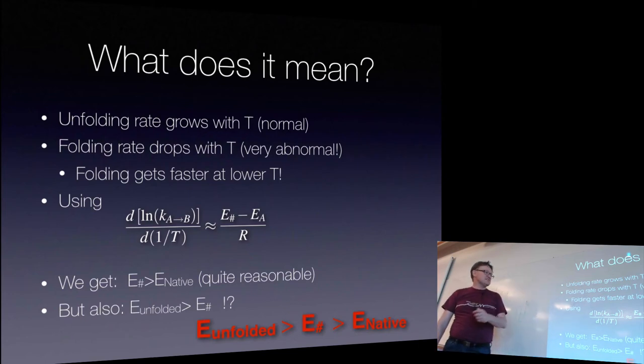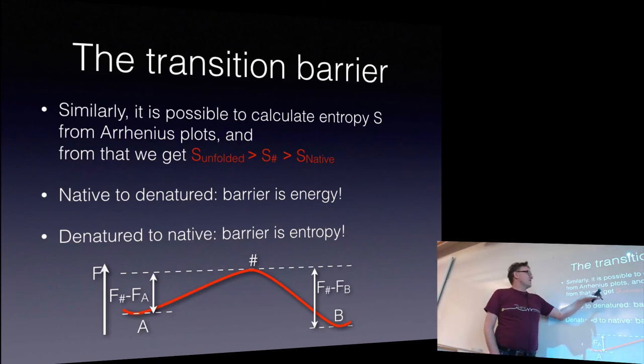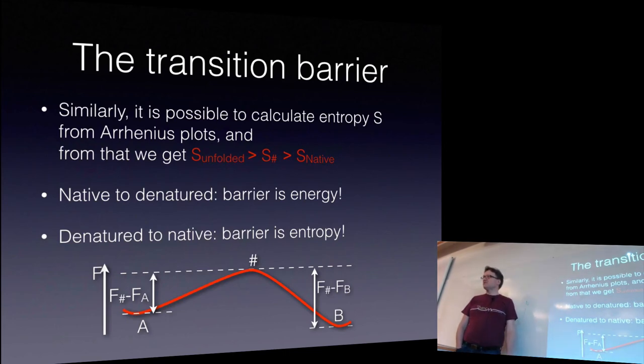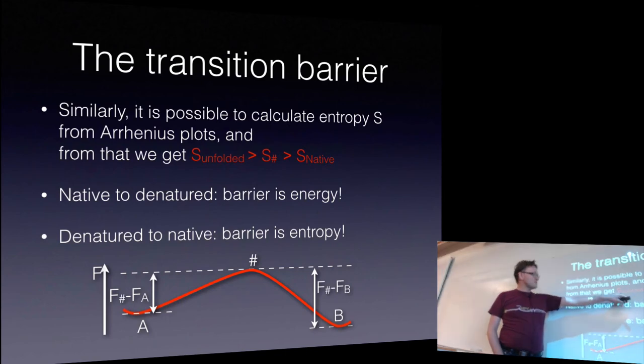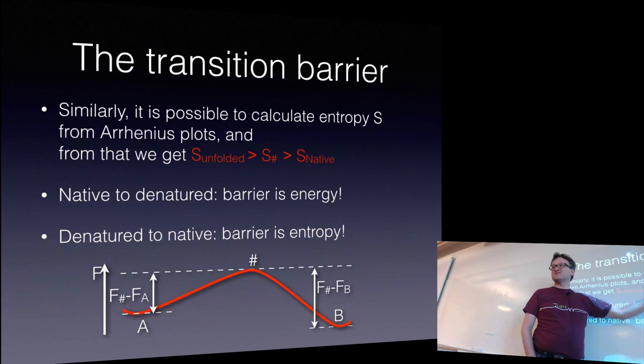You can do exactly the same argument with entropy. It's a slightly different equation, but based on what we know with the speed, the fact that protein folding slows down if you raise the temperature, we know that the entropy of the unfolded state is highest. The entropy of the barrier is actually better. But the entropy is worse. And the entropy of the native state is by far the worst of them all.